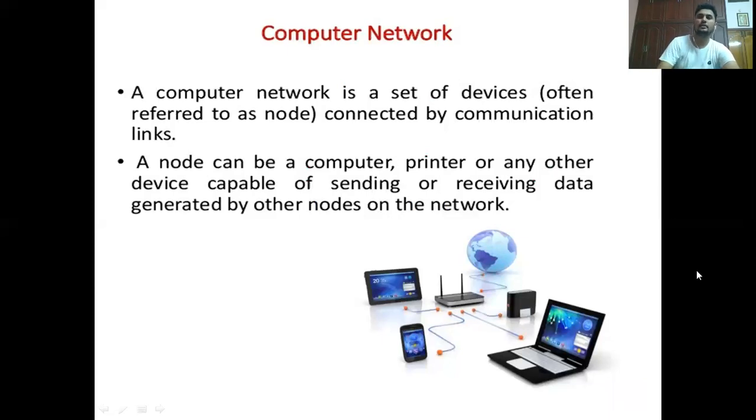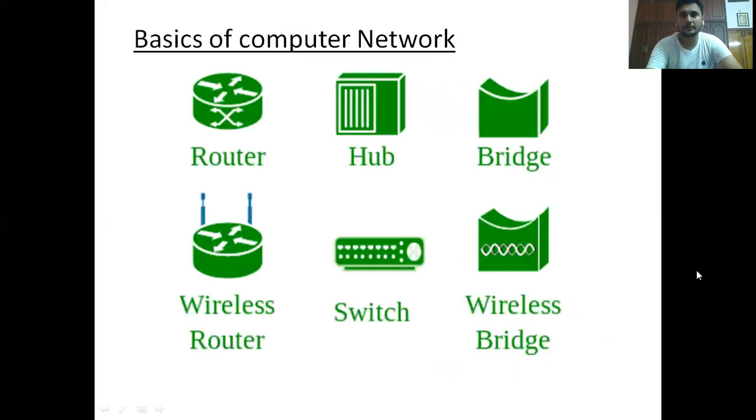Here the device may be a computer, printer, or any other device. They have to communicate using a communication link, then it is called a network. These are some basics required for computer networks: router, hub, bridge, wireless router, switch, and wireless bridge. These are the essential devices needed in computer networks.